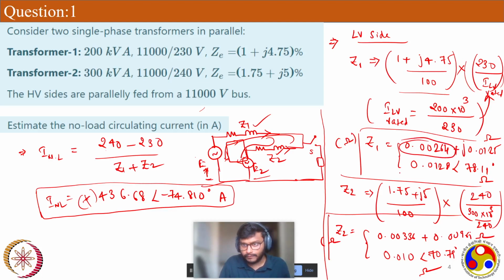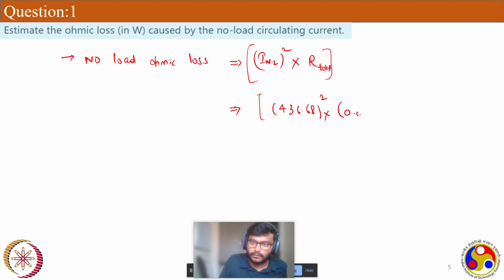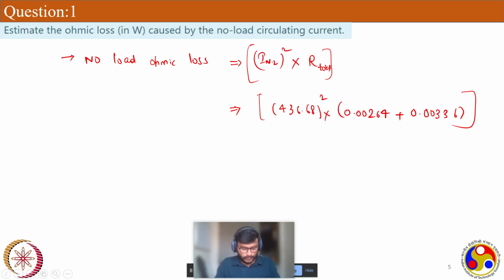Now my R is the real part of these two impedances: this is the real part in the first impedance, and this is the real part in the second impedance, 0.00264 and 0.00236. Please someone calculate this for me: 436.68 squared multiplied by 0.00264 plus 0.00236. I got 1144, I mean 1.144 kilowatts. So that's the ohmic losses I got.